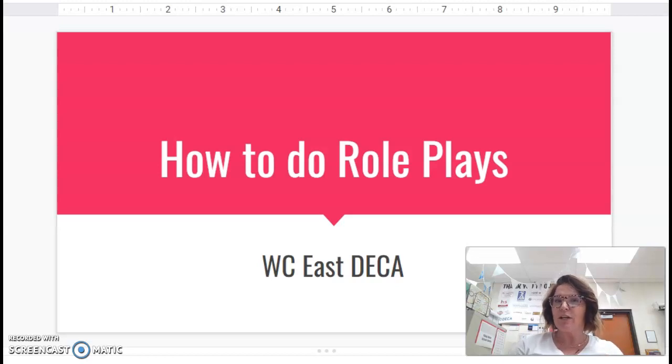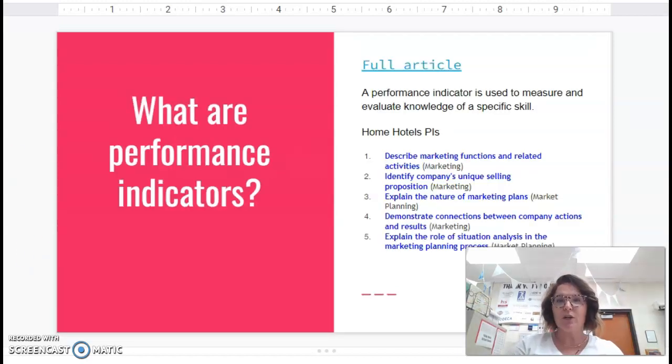So we want to get you started. We're going to have you do a little sample, get some feedback before we actually try to do an entire role play together. So one of the very first things you're going to notice is that we talk about performance indicators. Performance indicators, sampled here on the right-hand side, are going to be the areas that the judge or your boss or your employer is wanting you to hit.